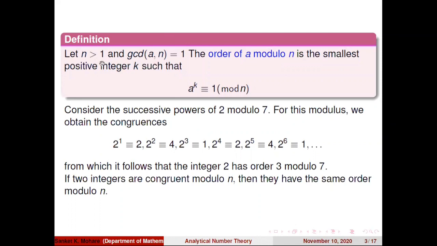For any positive integer n greater than 1, with GCD of a comma n equal to 1, the order of a modulo n is the smallest positive integer k such that a to the power k is congruent to 1 modulo n. So this is the definition of the order of an integer a modulo n. So here k is the order of a.